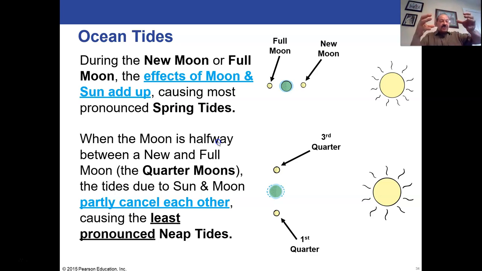The sun is trying to make the bulge this way, so it actually flattens out the bulge because it's trying to squeeze the bulge in a different way. And as a result, the tides are much lower in these. And these are called neap tides. They're the less pronounced tides. The high tides are not nearly as high as you would find in spring tides. The spring tides being the new moon and the full moon tides. And neap comes from an old English word that means narrow or small or shortening. So those are the lesser tides.